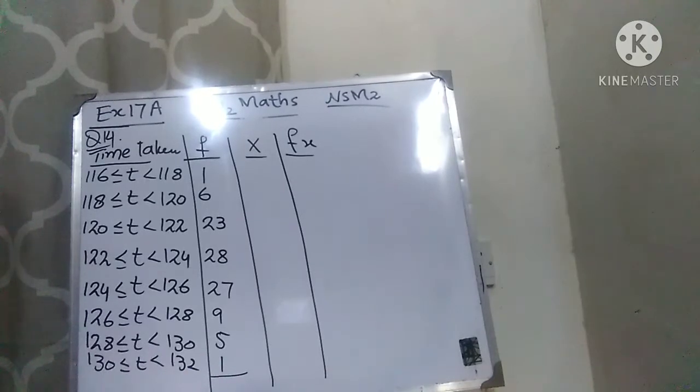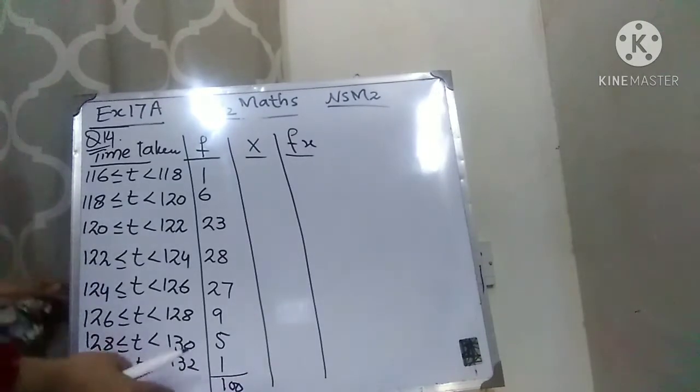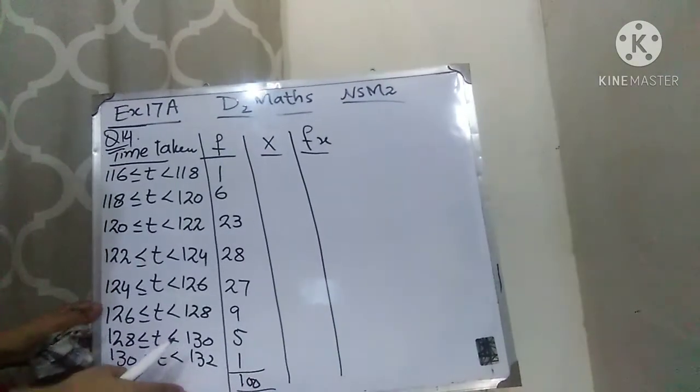When you add up the frequency, 6 plus 1 is 7, 7 plus 23 plus 28 plus 27 plus 9 plus 5 plus 1. So you will get 100. It's also given in the question that 100 lorries are required to transport raw material. So the number of lorries is 100.